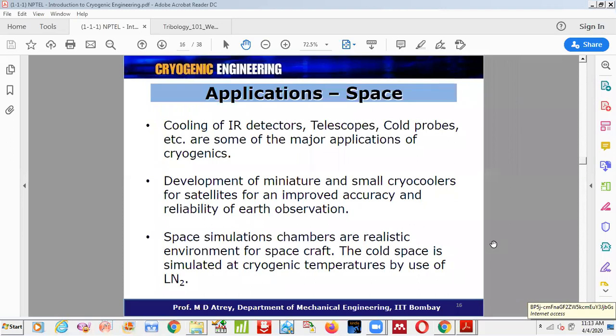Development of miniature and small cryo coolers for satellites, for improved accuracy and reliability of Earth observation. And then the space simulation chambers are the realistic environment for the spacecraft. The cold space is simulated at cryogenic temperatures by use of liquid nitrogen, LN2.